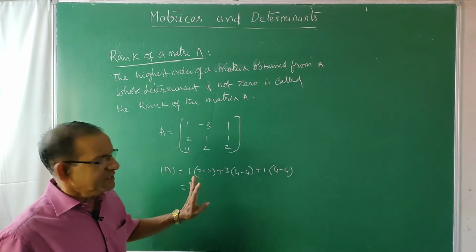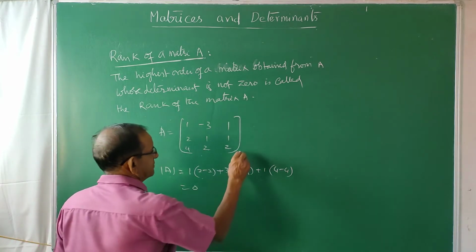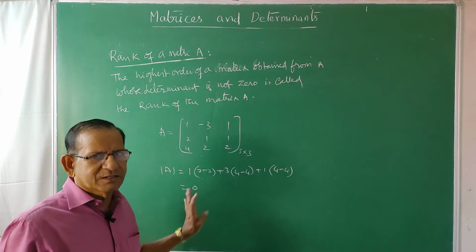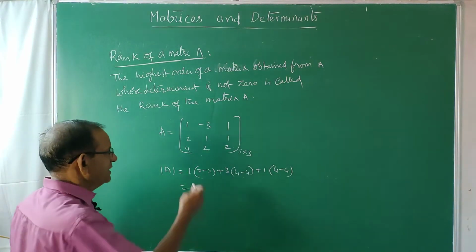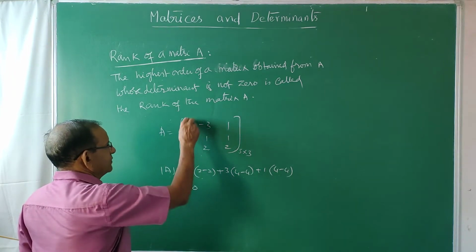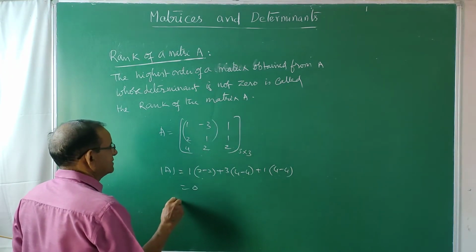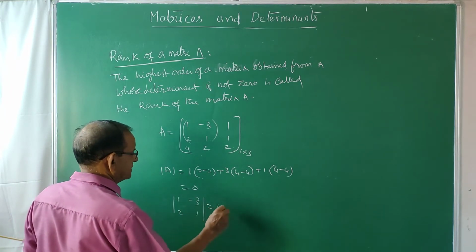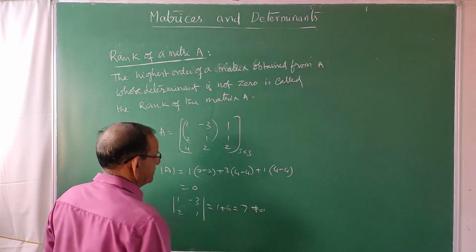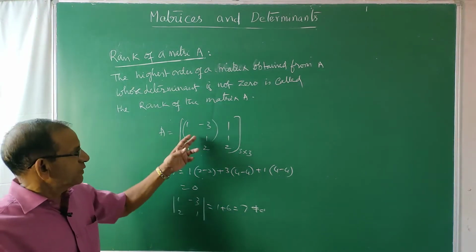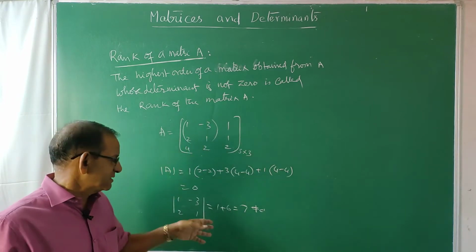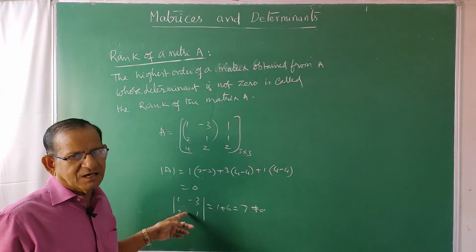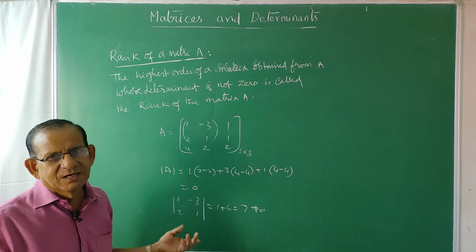Now if the determinant is not 0, the rank is 3 because the order is 3 by 3. If delta is not equal to 0, then its order is 3. But here this is 0. Now you take any submatrix from that. Suppose you take this corner first. What is that determinant? 1 minus 3 2 1. What is the value? 1 minus minus 6, 1 plus 6, 7, not equal to 0. So the determinant of a 2 by 2 matrix obtained from A is not 0, but delta is 0. So the highest order for which the determinant is not 0 is 2 here, a 2 by 2 matrix. So its rank is 2.